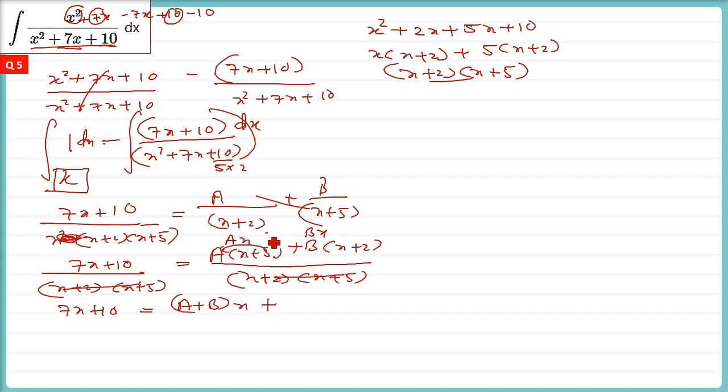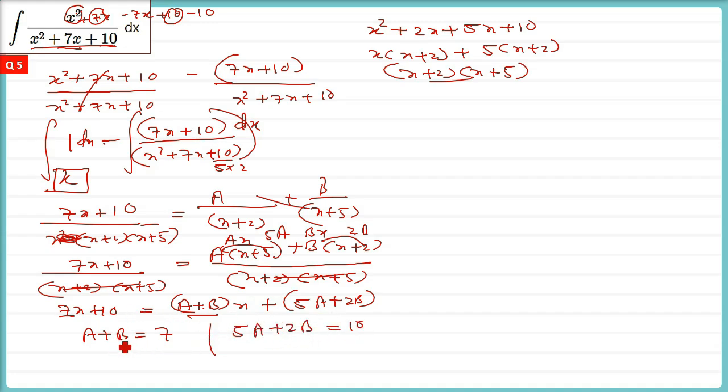Separate the similar terms, that is a plus b times x and 5a plus 2b here. 5a plus 2b, now just equate these two. a plus b will be equal to 7, first thing. This is your first equation. 5a plus 2b will be equal to 10. That will be your second equation.